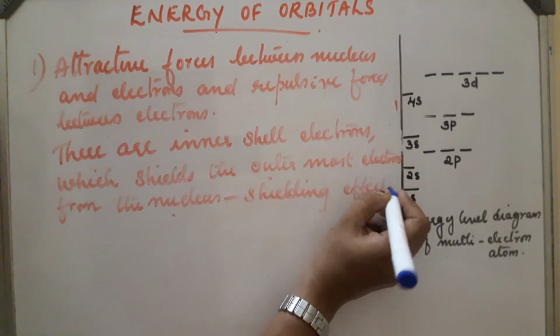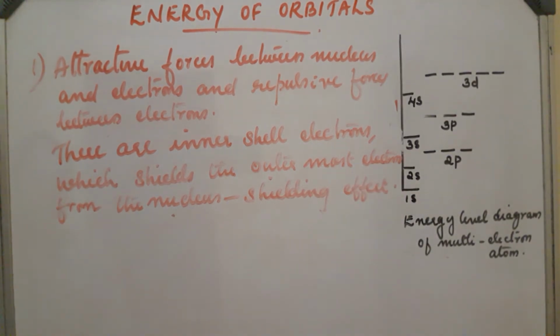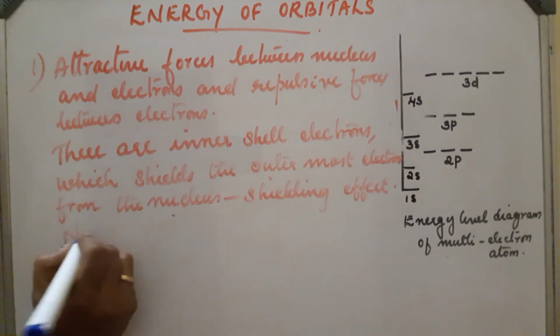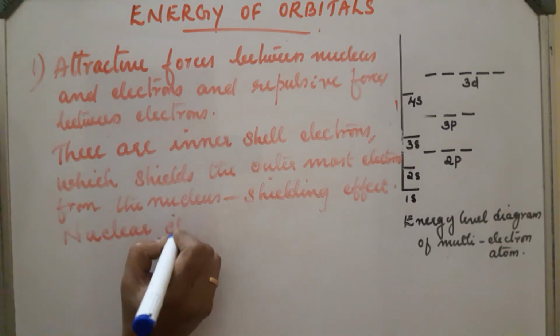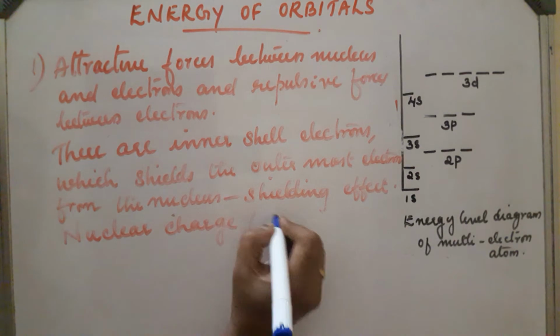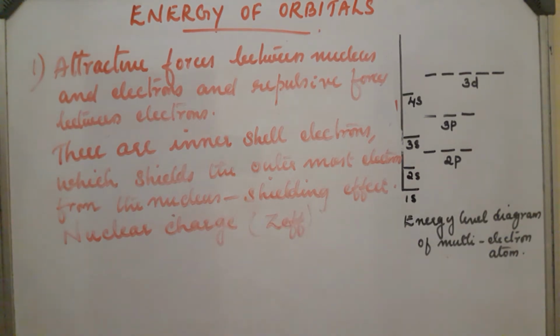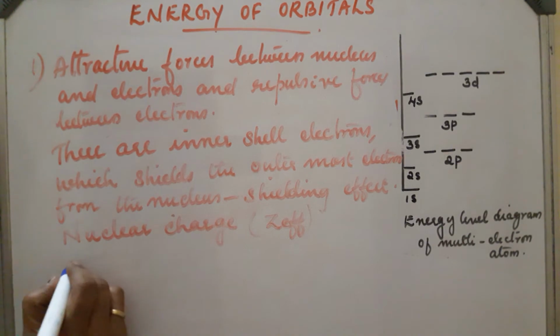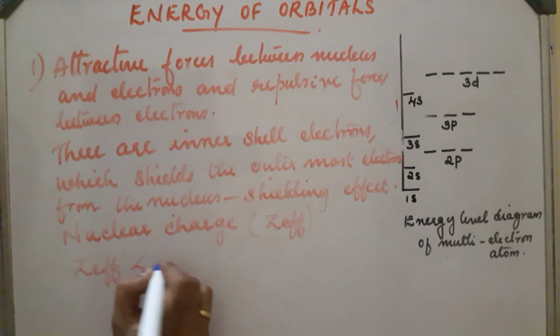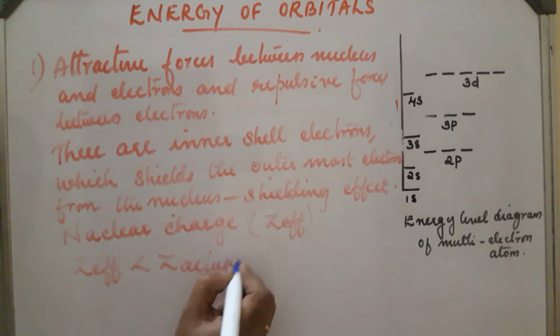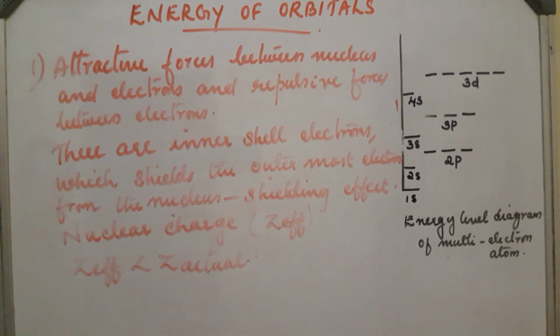As the shielding effect increases, the net positive charge, or the nuclear charge, decreases, because the attraction between the nucleus and the outermost electron decreases. So due to the shielding effect, the net nuclear charge decreases, which is called the net nuclear charge, or we can say the effective nuclear charge, Z effective, decreases. So Z effective will be less than Z actual. This is due to the shielding effect.